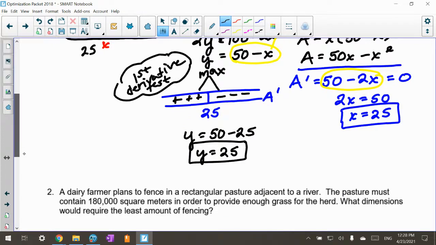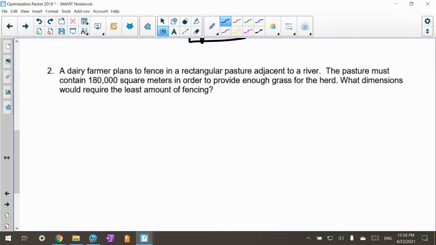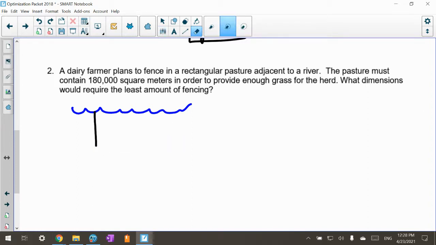Yeah, I can get 2 in this video. That'll be good. It says a dairy farmer wants to fence in a rectangular pasture adjacent to a river. So here's my river. So pretend we're God. We're looking down here. And he wants to do a pasture, but he's only going to have to do fencing on 3 sides. I actually should have drawn this before I started.